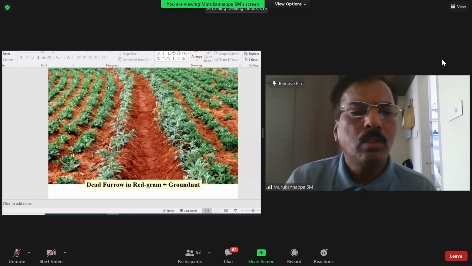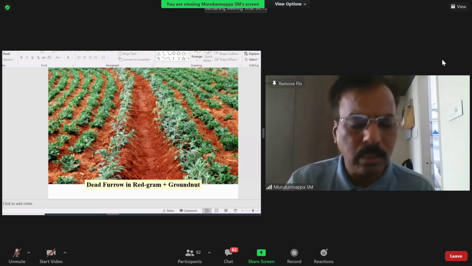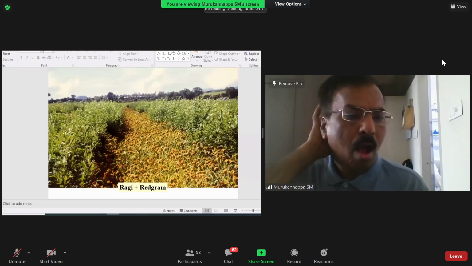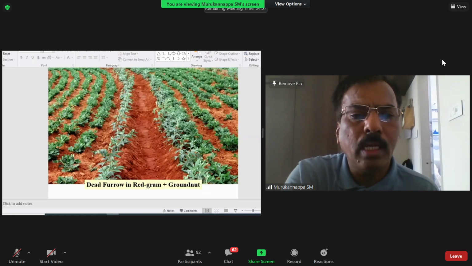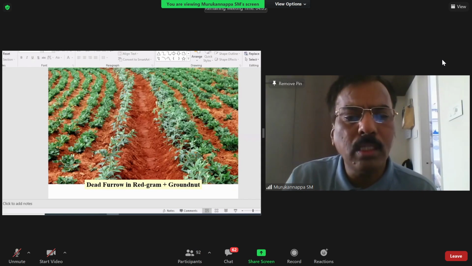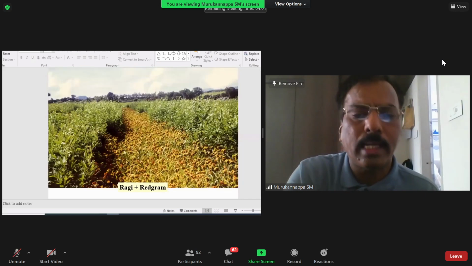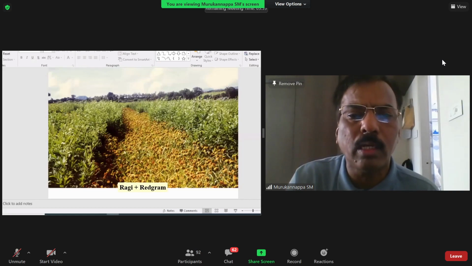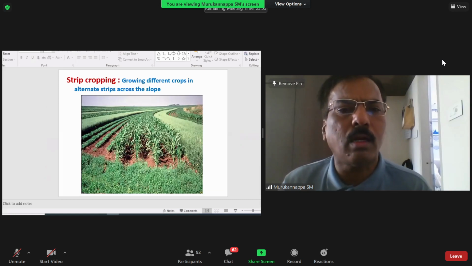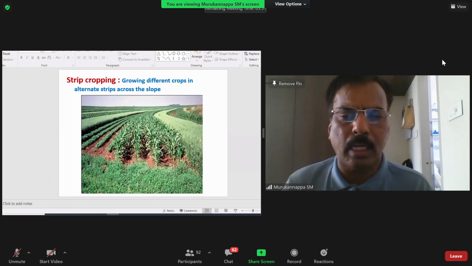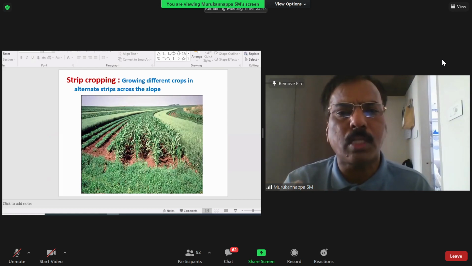Okay, next. This is another kind of conservational measure. See here, after opening such a conservational furrow, if you have crops like red gram, they grow like this. This is the situation. After this, another conservational measure is strip cropping. What is strip cropping? See here, it is growing different crops in alternate strips across the slope.